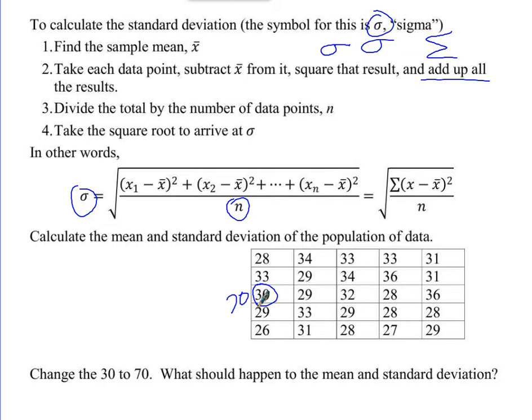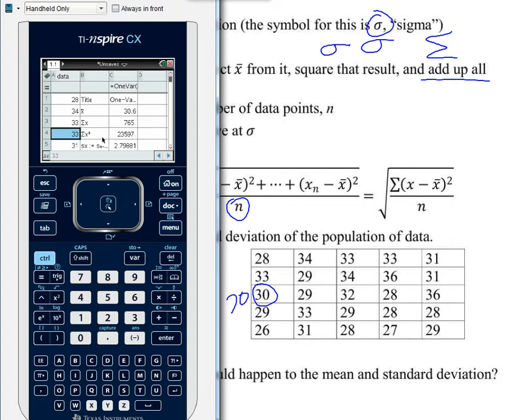The mean right now is what? 30.6. What will happen to the mean when I change this 30 to a 70? It's going to go up because we have this big 70 over here. It's going to pull the mean in this direction. Okay? So let's grab the calculator and change that 30 to a 70. So on your spreadsheet, go back to your list and just find the 30 and change it to a 70. The columns to the right automatically adjust.